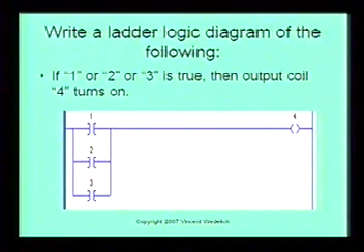1 or 2, that's a logical OR. 2 or 3, that's a logical OR as well. So you can see it right here, when you actually take these bits, it's got a branch: 1 is ORed with 2, 2 is ORed with 3. So if any one of these turns on, 4 will turn on.